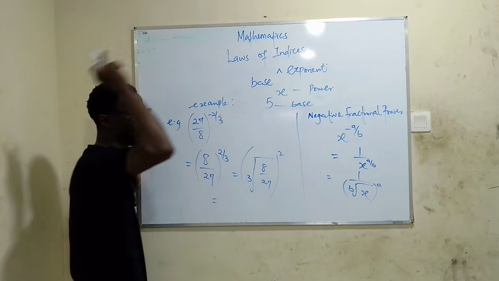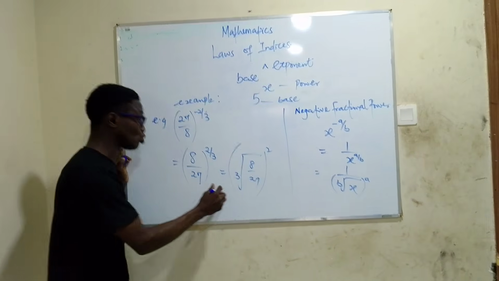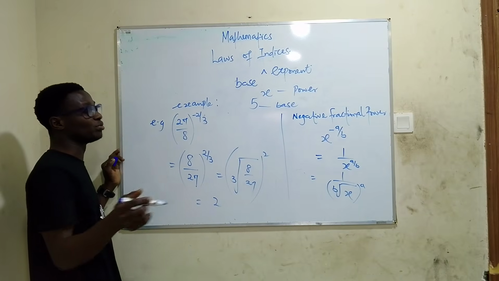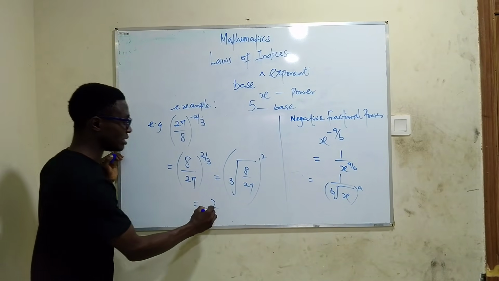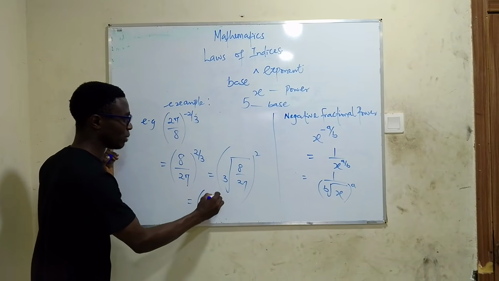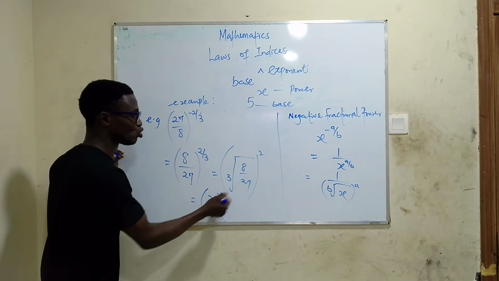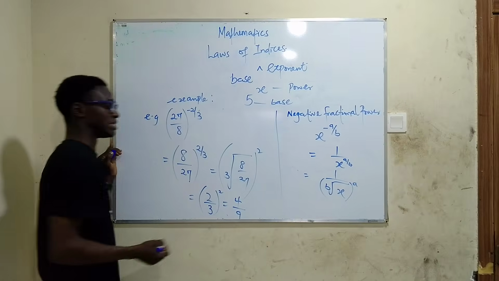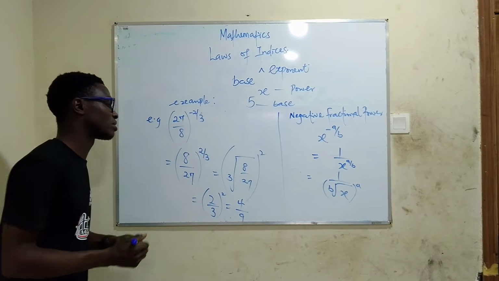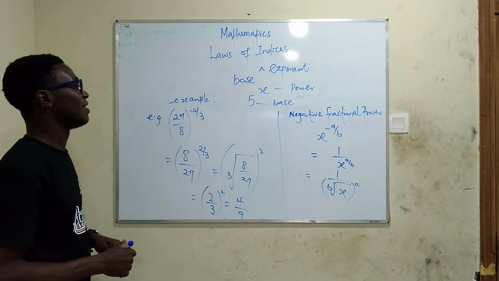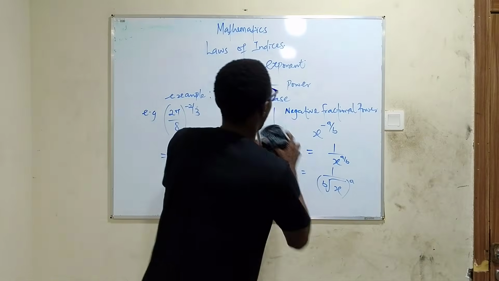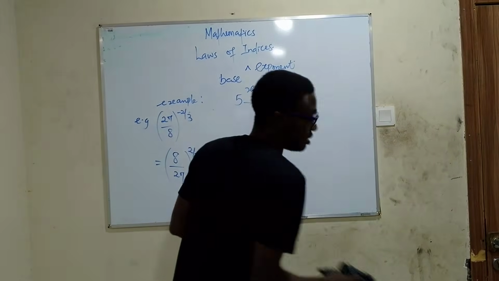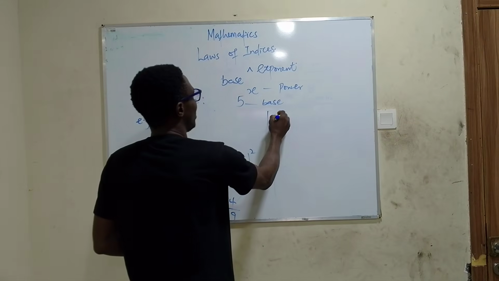We know earlier that the cube root of 8 is 2, and the cube root of 27 is 3, all raised to the power 2. So 2 raised to the power 2 is 4, and 3 raised to the power 2 is 9. So the final answer is 4 over 9.